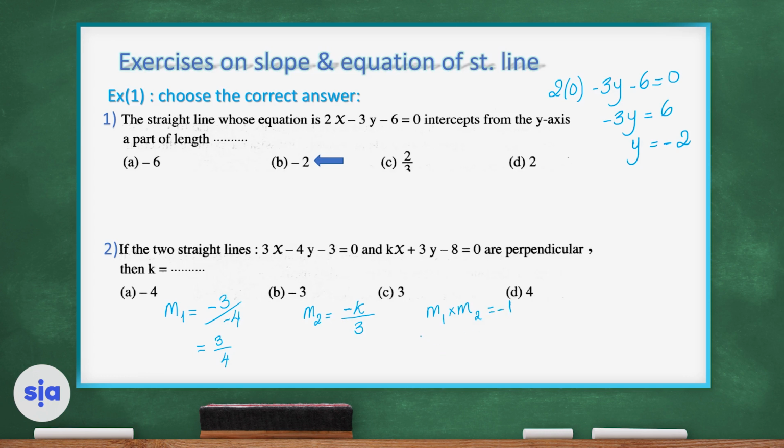So in this case, 3 over 4 times negative k over 3 equals negative 1. Then if you cross out the 3's together, negative k over 4 is negative 1. Then negative k equals negative 4, so k equals 4. So in question 2, the right choice is choice D.